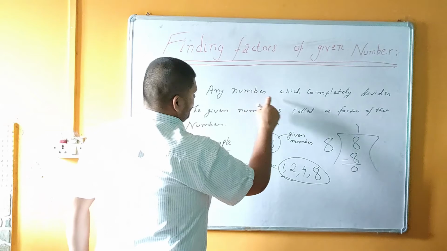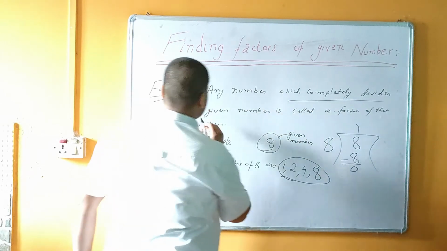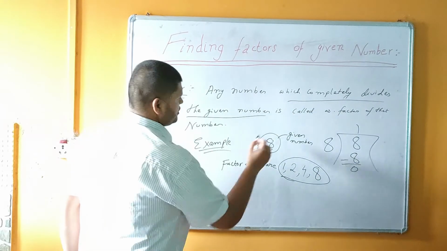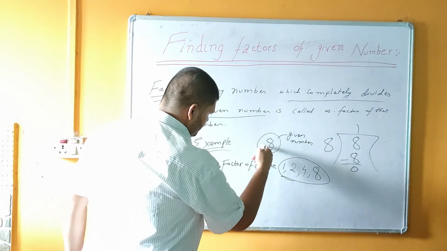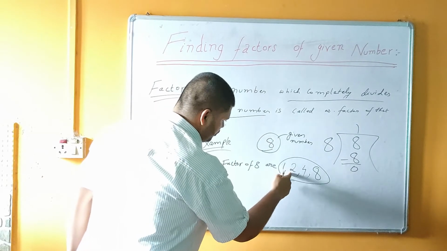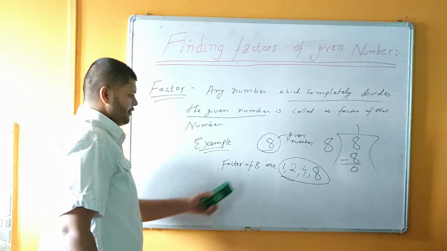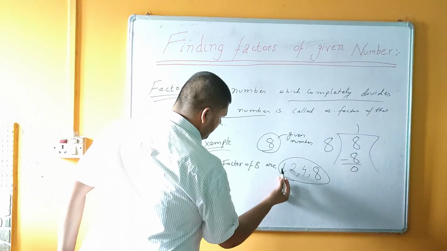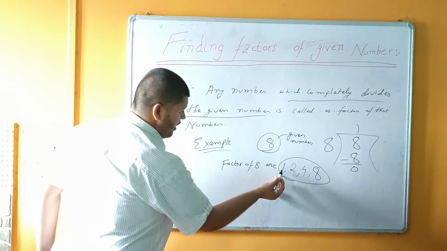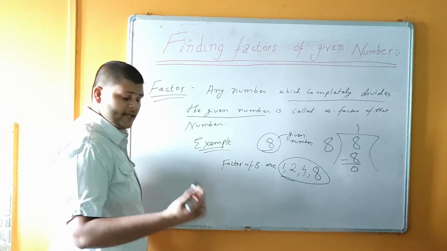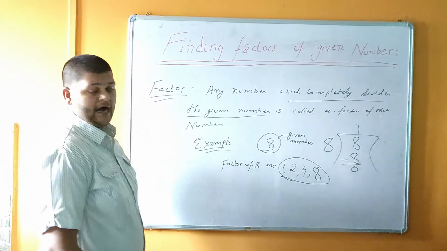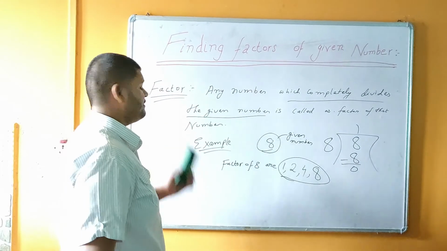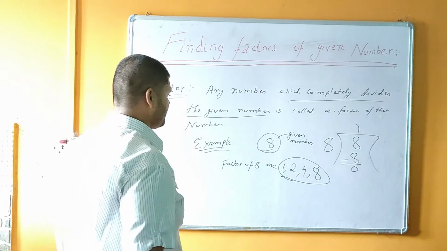Any number which completely divides the given number is called as a factor of that number. So here the factors of this given number are 1, 2, 4, 8. So we checked whether, in the table of each number, this 8 will occur or not. By that checking only we have written all these factors. I hope you have understood about the factors, how to find the factors of the given number.